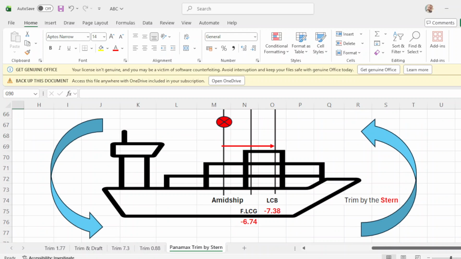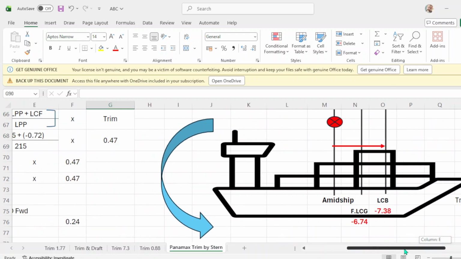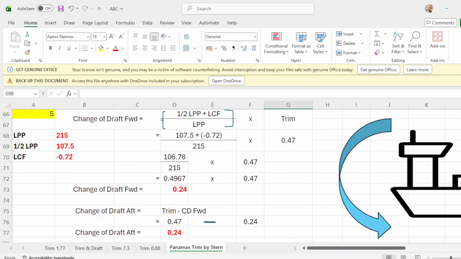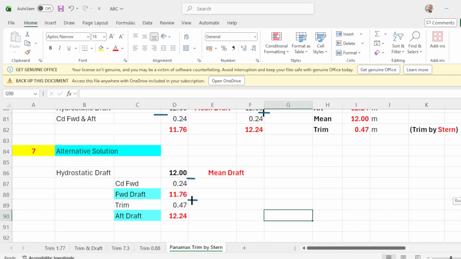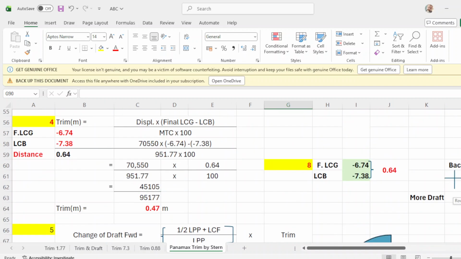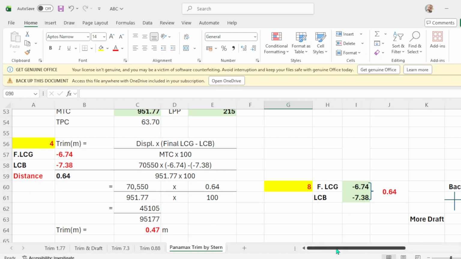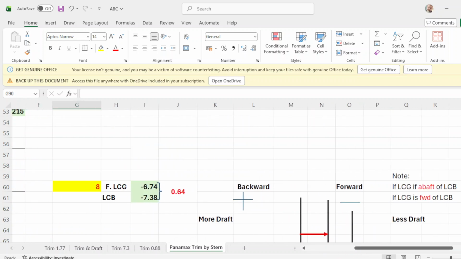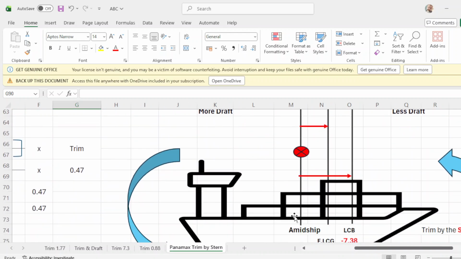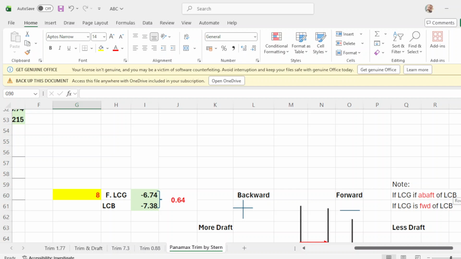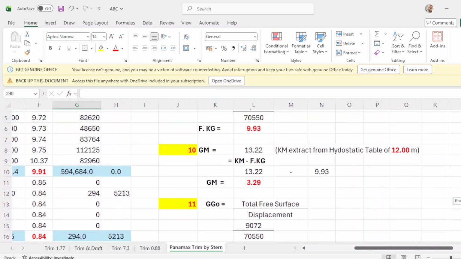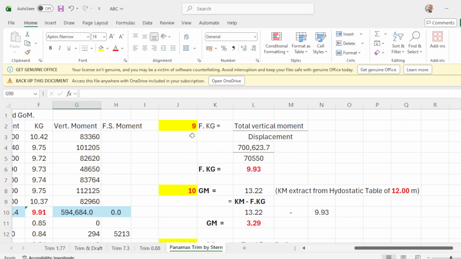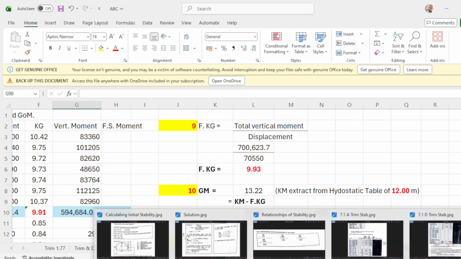Then we go to number 7. Okay, so we go now to number 8. This is number 8, this is a figure here. Then we go to number 9. Number 9 is how to compute for the final KG, to give you the picture of it.